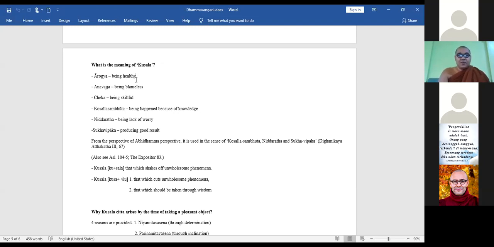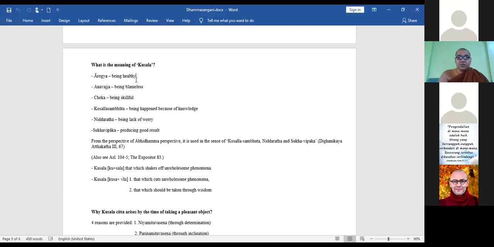Then the last one is Sukha Vipaka. Sukha means good. Vipaka means result. So it produces good result. Okay, these are the meanings of kusala.